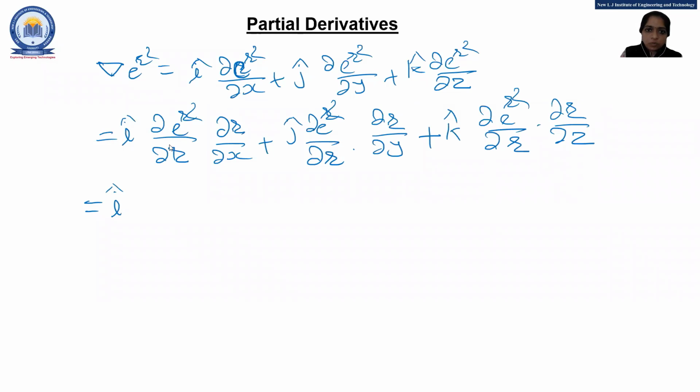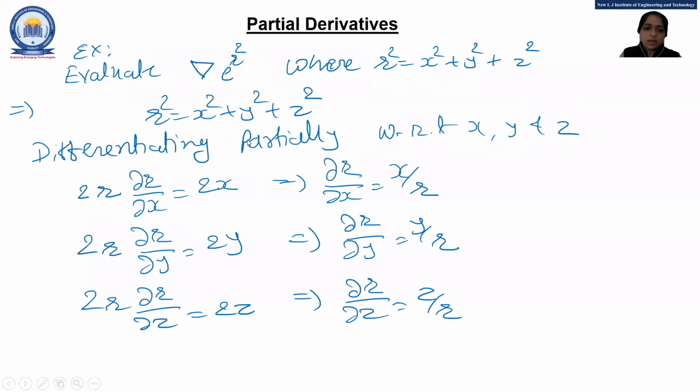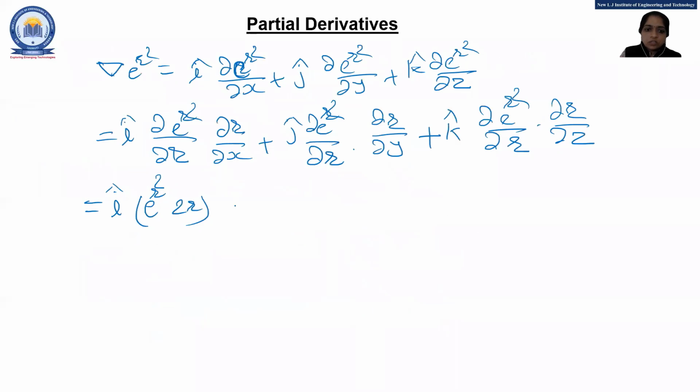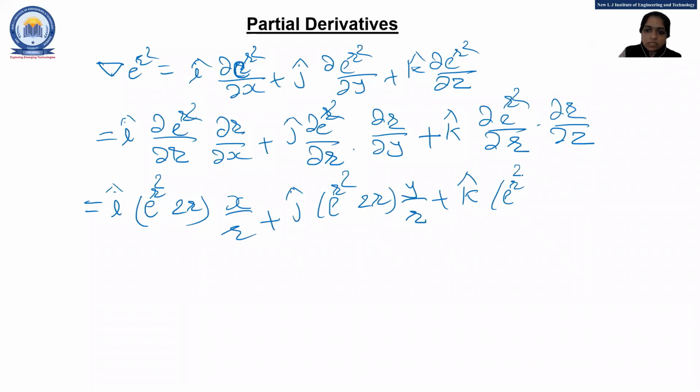Students, as this is the exponential term, we keep e raised to r square as it is, and as per the chain rule, we get 2r. As you know, we already found del r by del x, that is x upon r. Similarly, for the next term, e raised to r square into 2r, and del r by del y is y upon r. For the third term, e raised to r square stays the same, by chain rule it is 2r, and del r by del z is z upon r.